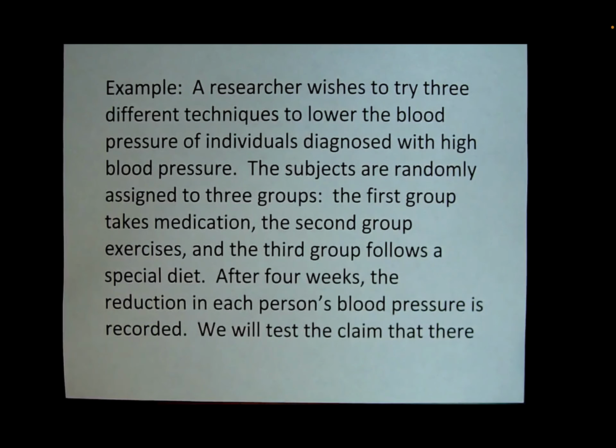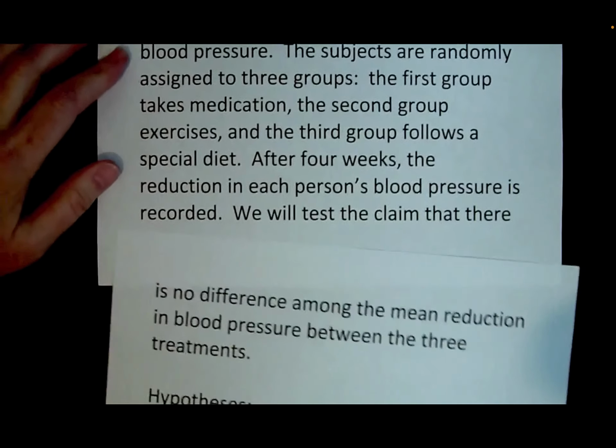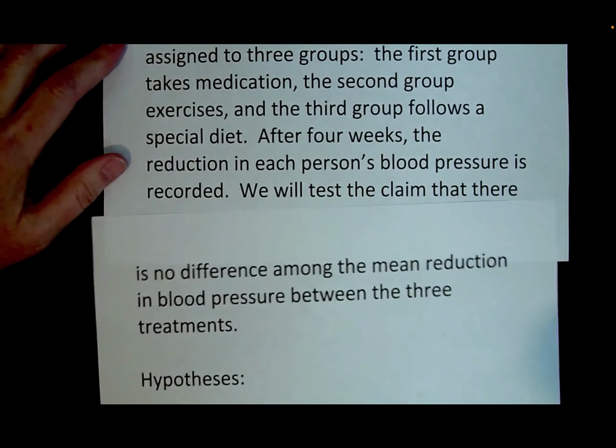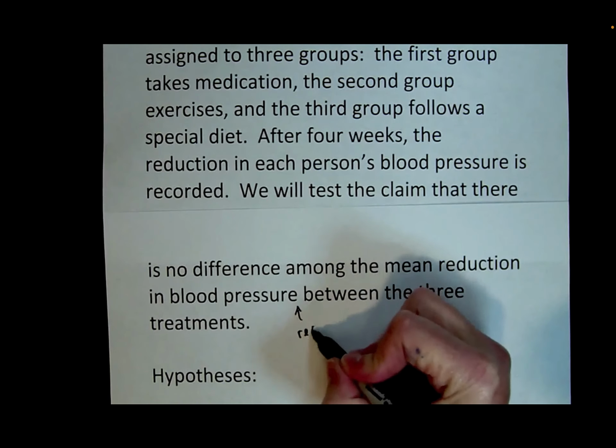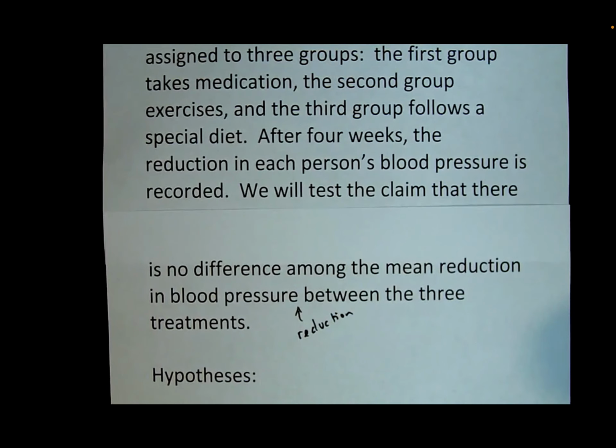So a researcher wishes to try three different techniques to lower the blood pressure of individuals diagnosed with high blood pressure. The subjects are randomly assigned to three groups. The first group takes medication, the second group exercises, and the third group follows a special diet. After 4 weeks, the reduction in each person's blood pressure is recorded, and the researcher wants to test the claim that there is no difference in blood pressure reduction between the three treatments. Okay, so we don't just have two treatments here, we've got three or more, and we want to compare the average result of those three treatments.